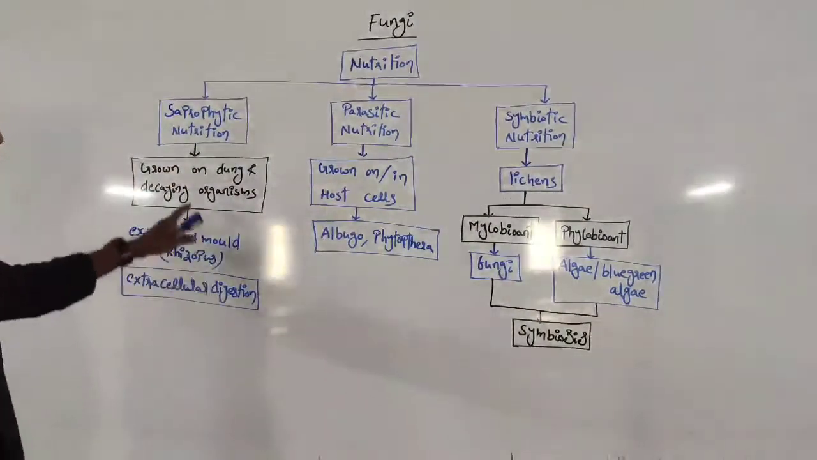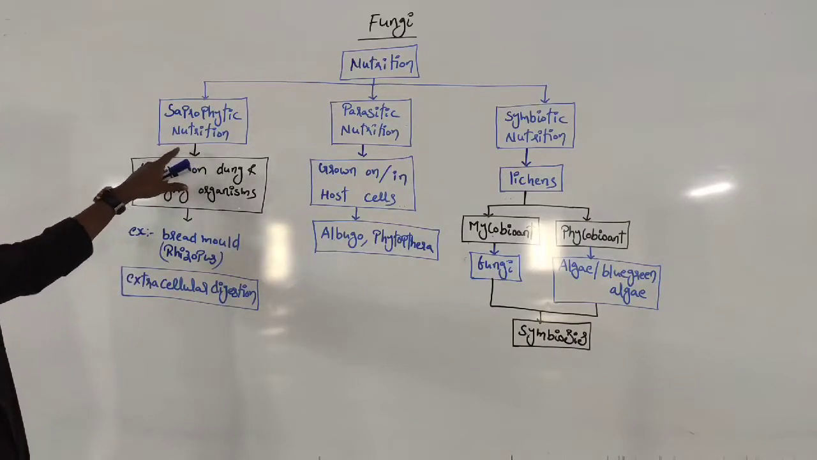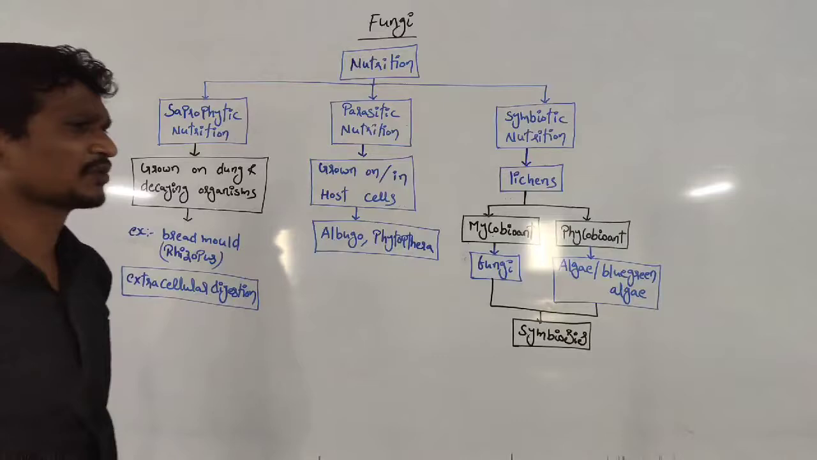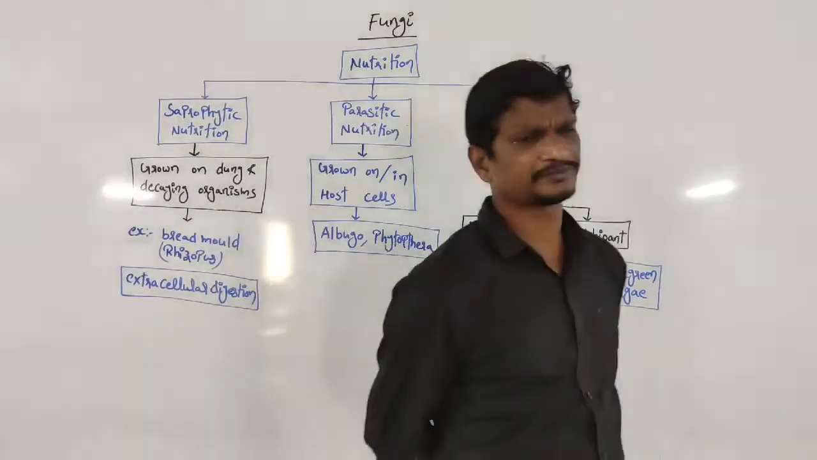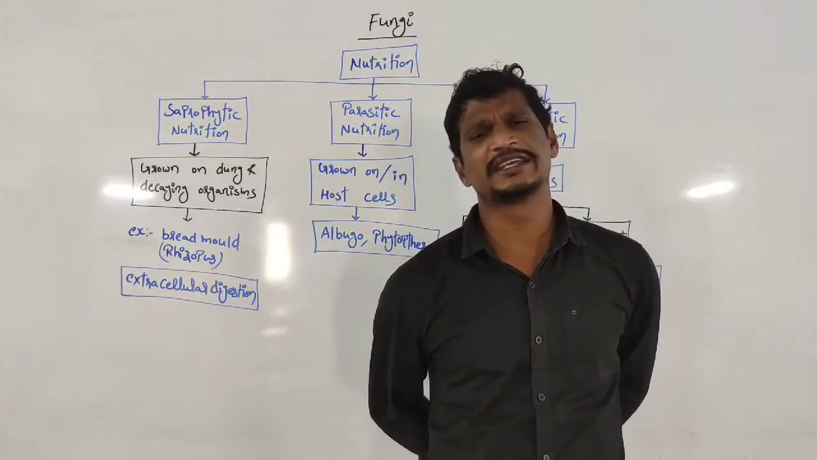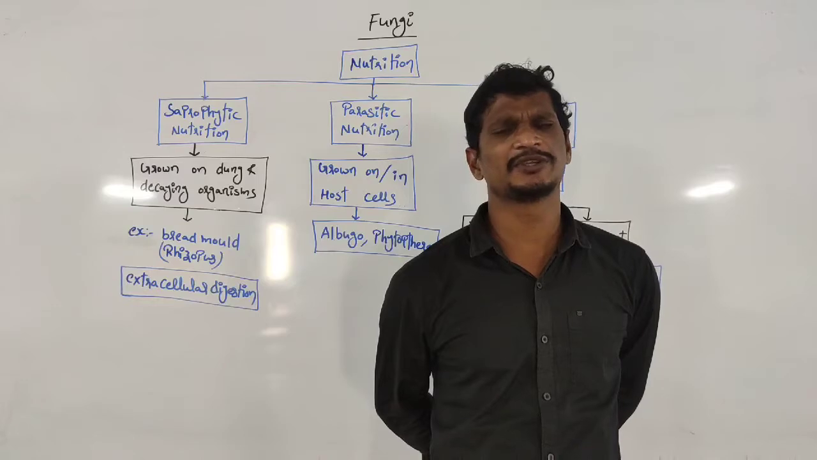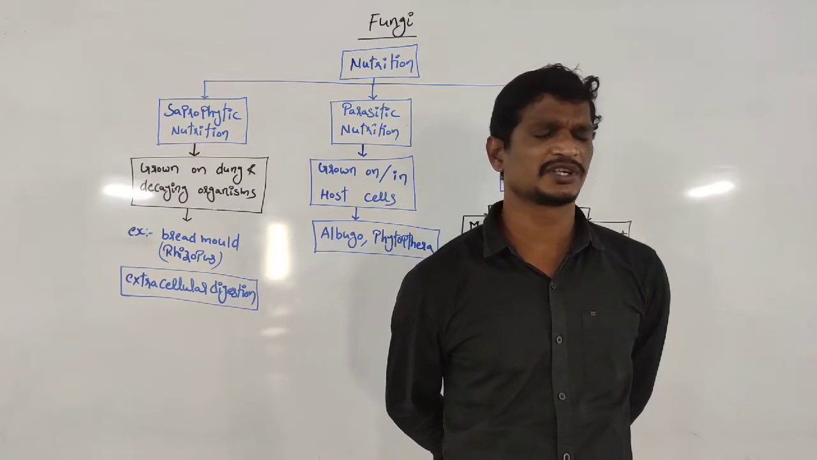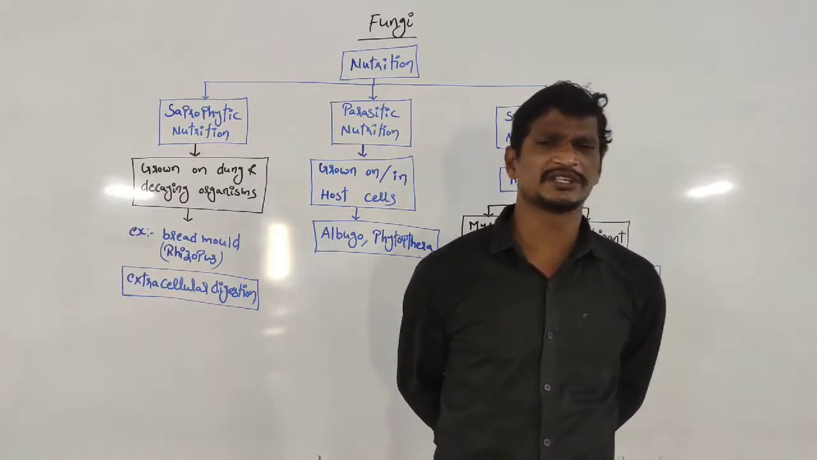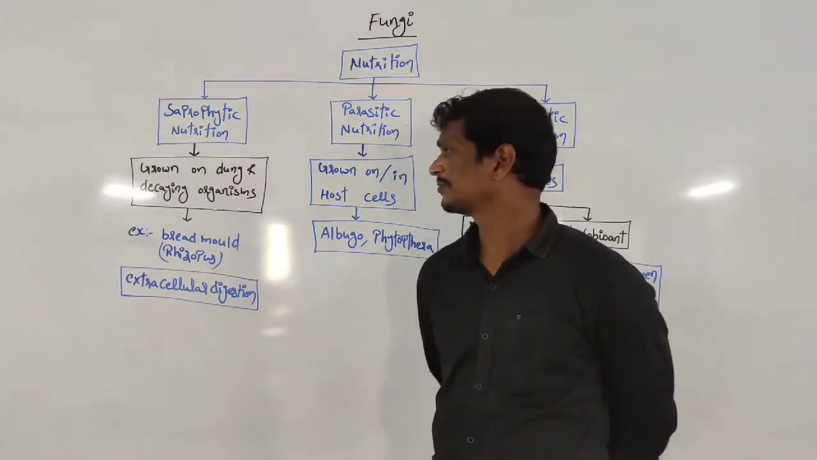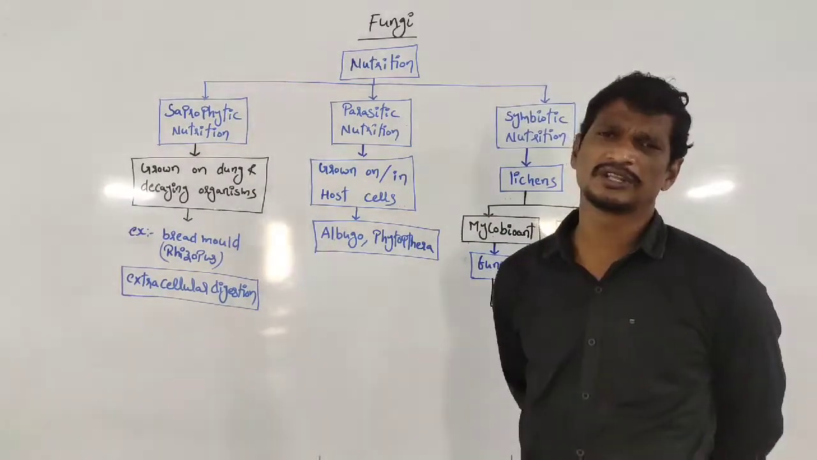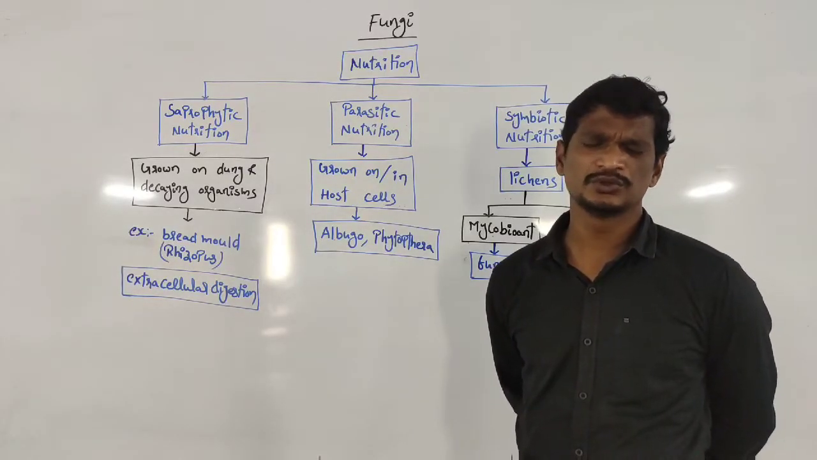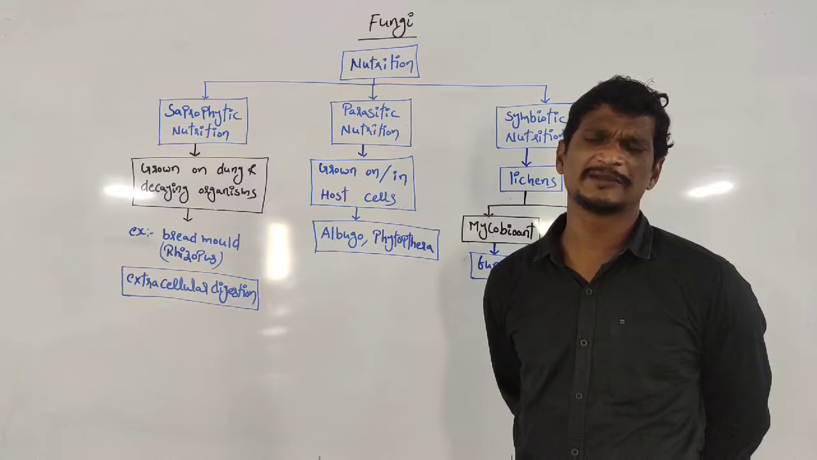So the very first thing is that saprophytic nutrition happens on dung and decaying parts, especially decaying plant parts. Maybe the stem, maybe the root, and maybe the leaves. Different types of decaying parts are there. The decaying is done by the saprophytic fungi, and some are grown on the dung. One of the best examples is Mucor, M-U-C-O-R.